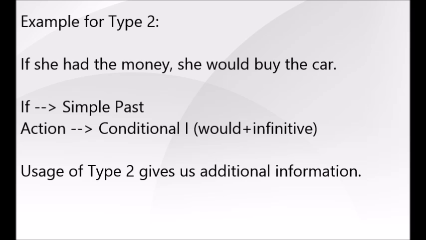It is not impossible for her to ever buy a car. She can buy a car if she wants to, but she doesn't have the money right now. So that's the reason why she doesn't buy one. So it's possible, but it's very unlikely for her to do so. And that's why we use conditional clause type 2.